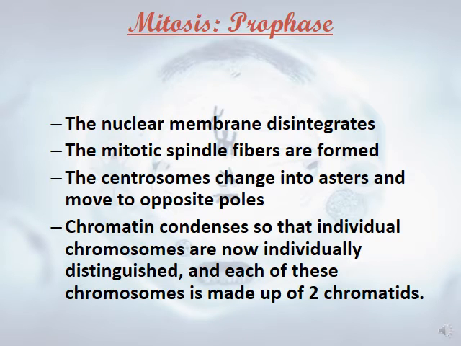These are the different phases, or the different events, during mitosis. The nuclear membrane disintegrates, mitotic spindle fibers are formed. The centrosomes change into asters and they move to the opposite poles. Chromatin condenses so that individual chromosomes are now distinguished, and each chromosome is made up of two chromatids.